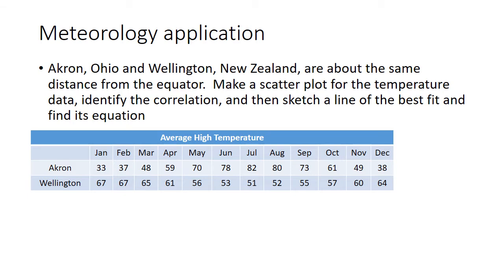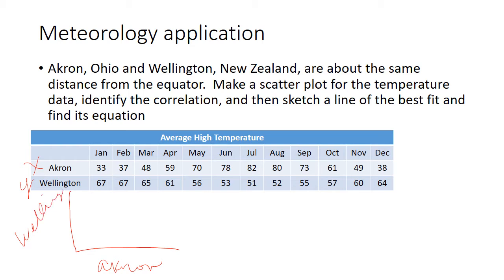We have some data here from temperatures of Akron, Ohio and Wellington, New Zealand. They are about the same distance from the equator. We want to see if there's a correlation between their temperatures. So the first thing I'm going to do is graph them out. Now, this is going to be my x. Always make your top one be your x and your bottom one be your y. So Akron goes down here on the bottom, and Wellington is going to go over here on the side.